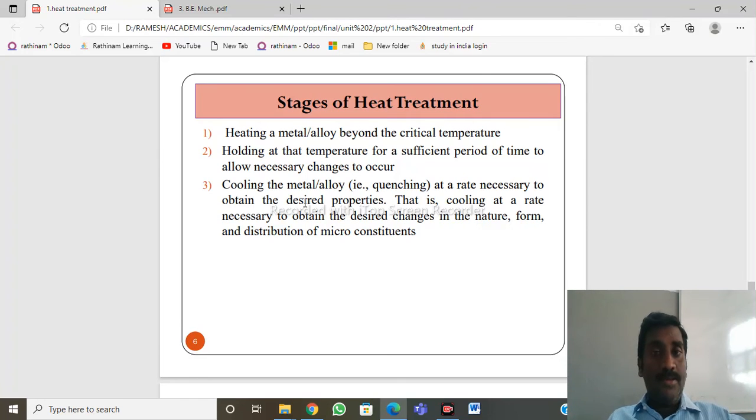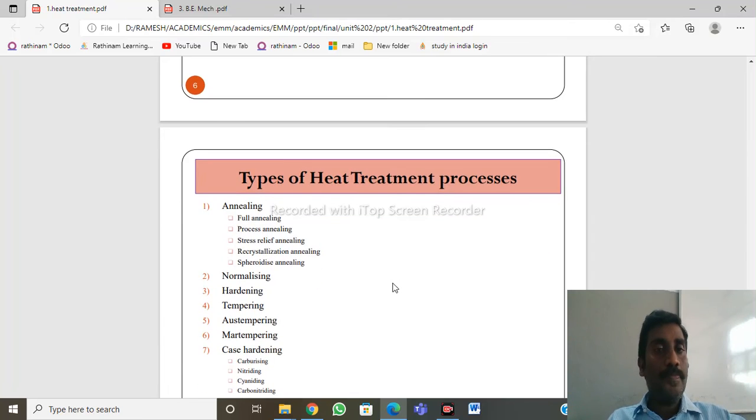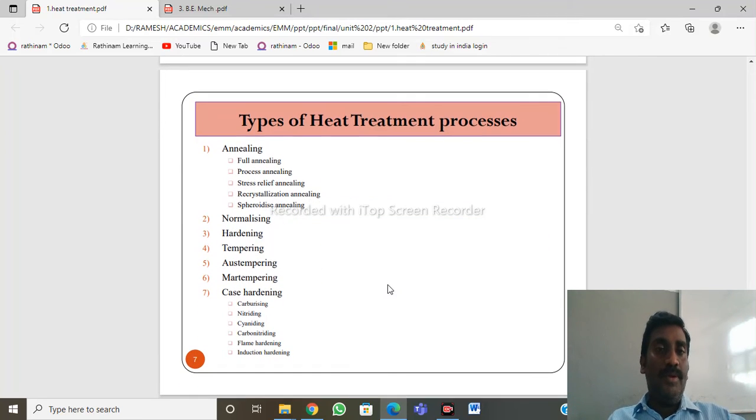The last stage is cooling of the metal, that is, the quenching process, at the rate necessary to obtain the desired properties. This cooling is also in a controlled manner and gives the desired distribution of micro constituents. So what are the types of heat treatment processes?